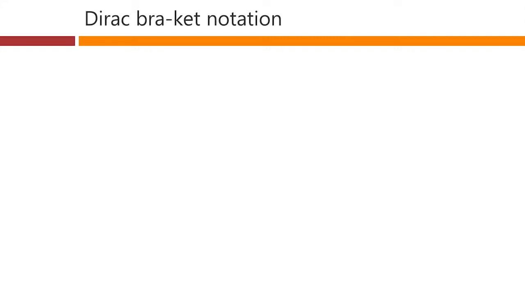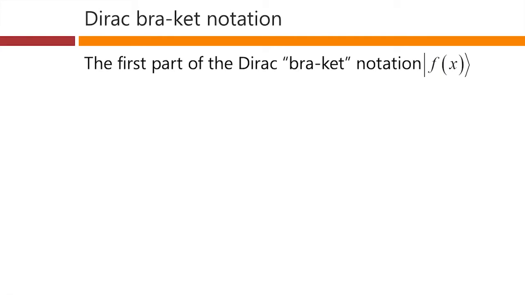Now we're going to introduce the Dirac Bra-ket notation. And as I said, this is really a pun on the word bracket, but we're splitting it into two parts. This is a beautiful and very elegant notation for doing linear algebra. The first part of the Dirac Bra-ket notation is this object here, which we call a ket.